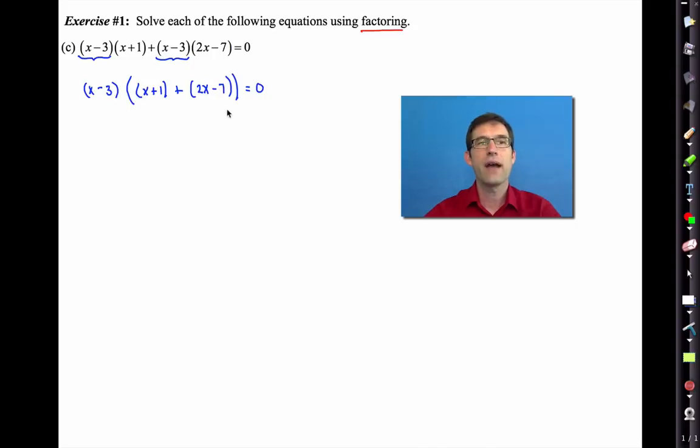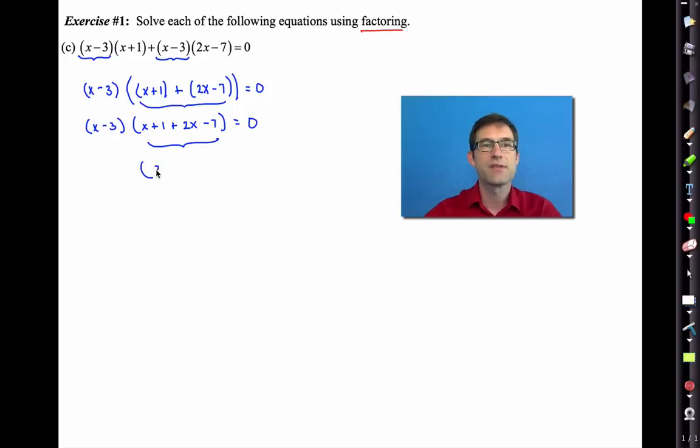Now, we do have it factored at this point, but it may help us if we first simplify all of this by using the associative property of addition. In other words, I can really get rid of those parentheses and then combine those like terms in here. x plus 2x is 3x, I'm really using the commutative property there, and 1 plus -7 is -6. All right, and now I have this in a nicely factored form, right? I can set my x minus 3 equal to 0. I can set my 3x minus 6 equal to 0.